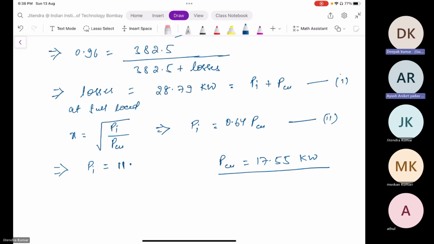Sir, PCU is equal to 9.71 kilowatt. Yeah, yeah. PCU is 9.71 kilowatt, and Pi should be then 6.219, kilowatt.